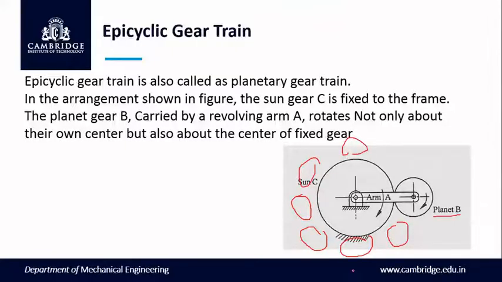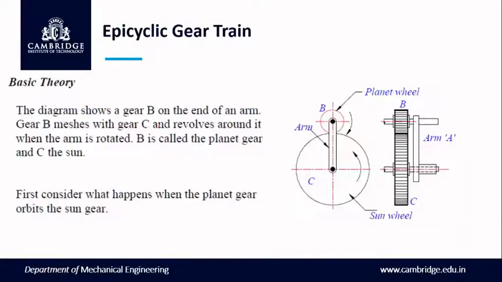So the sun gear C is fixed to the frame. The planet gear B, carried by a revolving arm A, rotates not only about its own center, but also about the center of the fixed gear. So this is an epicyclic gear train. The basic theory of the epicyclic gear train is shown in the diagram. If you consider that gear B meshes with gear C, it revolves around it when the arm is rotated.